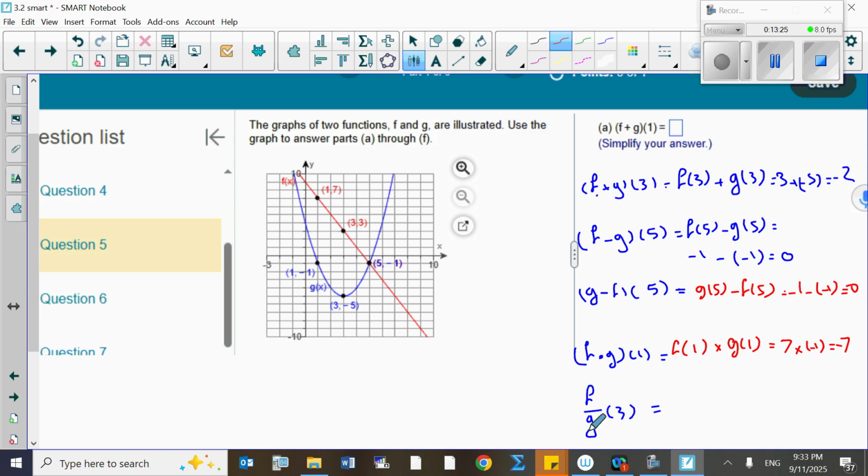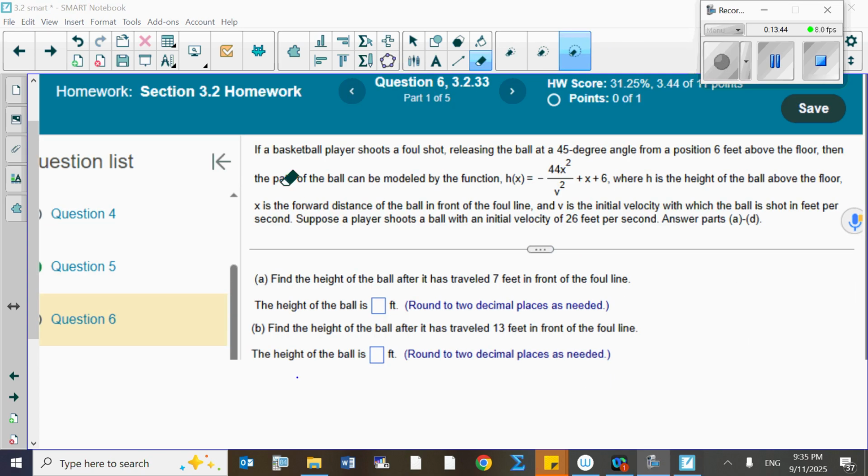Then f divided by g of 3. So you're going to find f of 3 and divide by g of 3. f of 3 is 3. g of 3 is -5. So that's my answer.